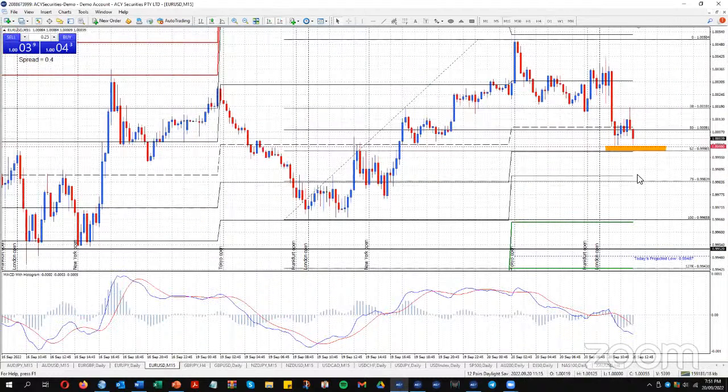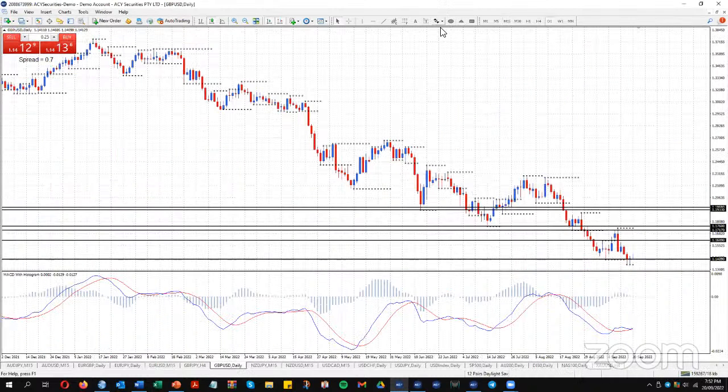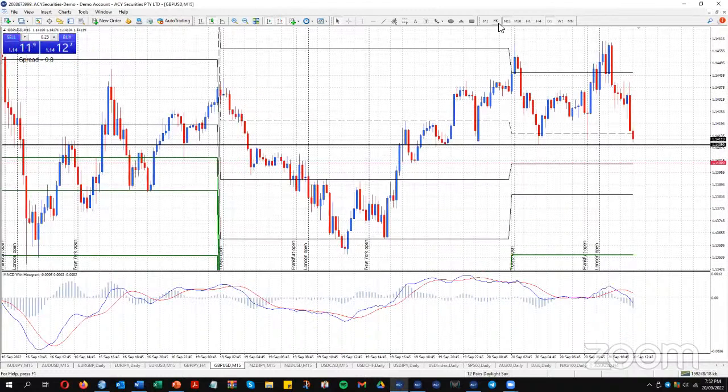Euro dollar is having another little sniff down here at parity. Maybe it's coming into 99.98. Let's look at the pound dollar. Coming back down to the 114.09 monthly level of support.